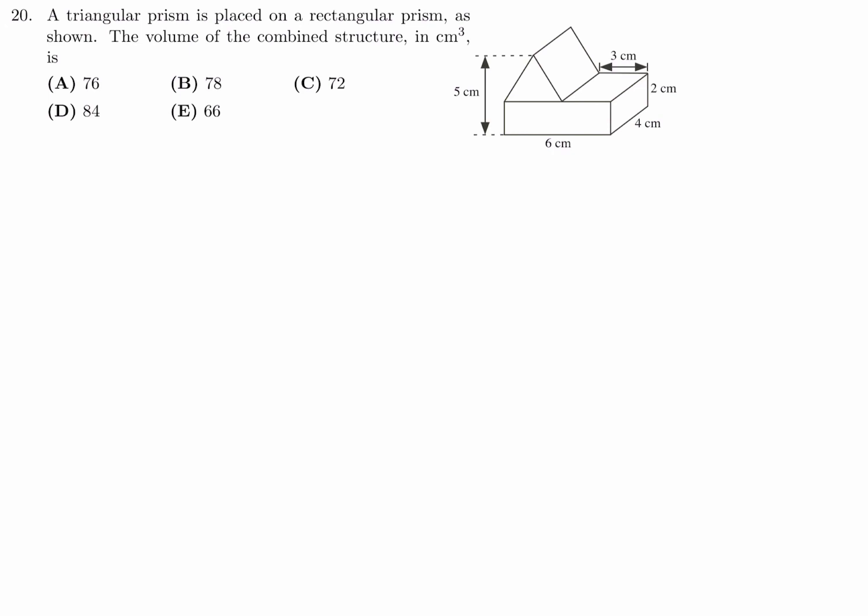A triangular prism is placed on a rectangular prism. As shown, the volume of the combined structure is. Let's first figure out the rectangular prism. That's pretty straightforward. It's going to be length times width times height, and our length is 6, width is 4, our height is 2, so that is 48.